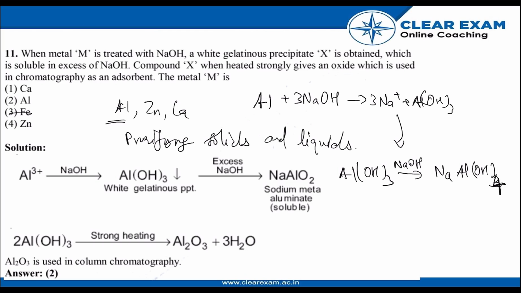Sorry. When aluminum hydroxide is strongly heated, 2Al(OH)3 is strongly heated, it forms Al2O3 plus 3H2O. Aluminum oxide is formed with evaporation of water molecules. So option B, aluminum, is the correct answer.